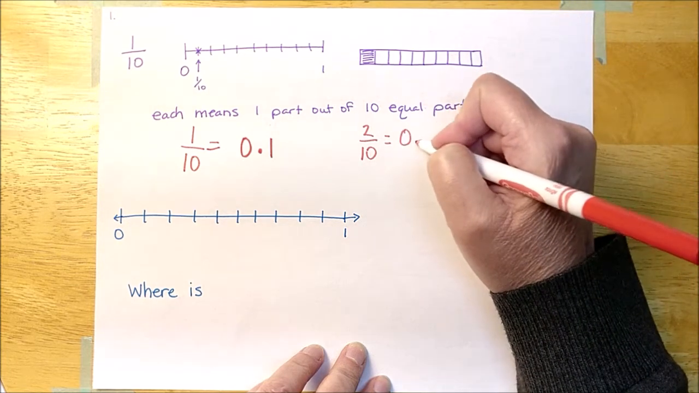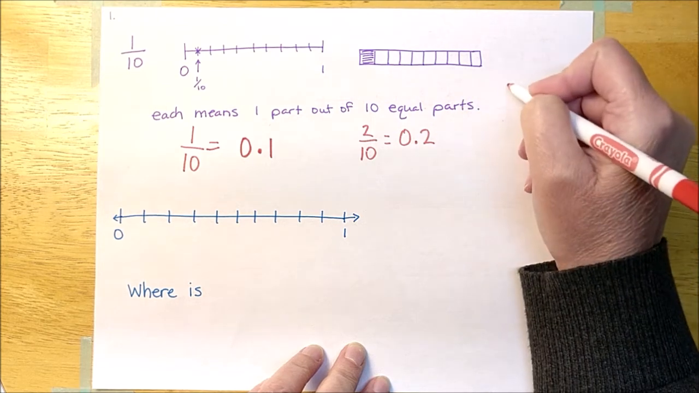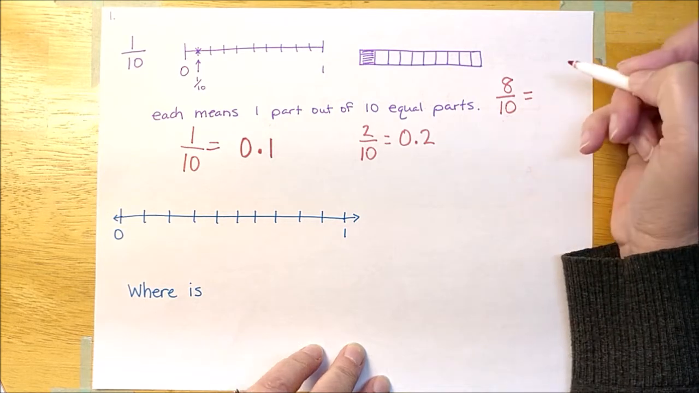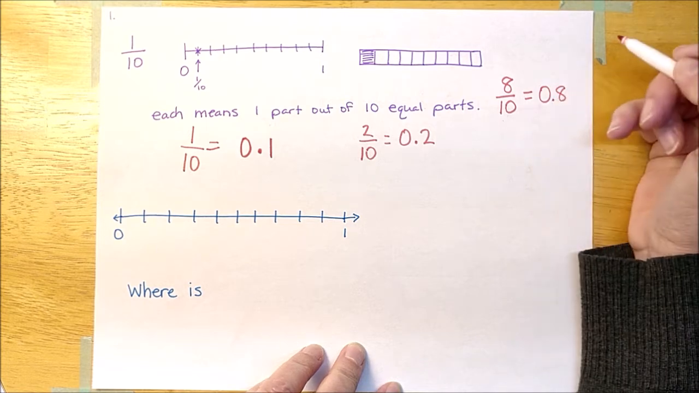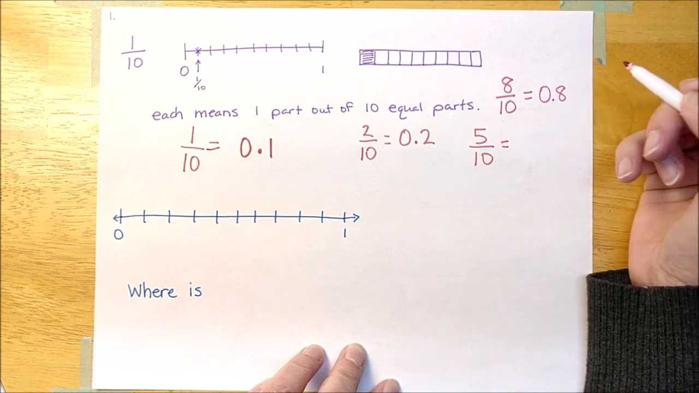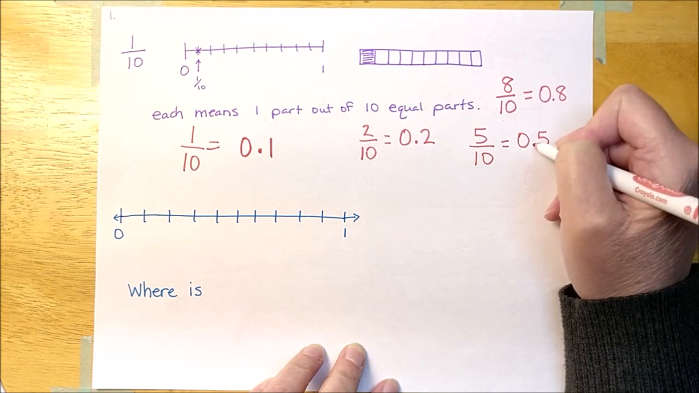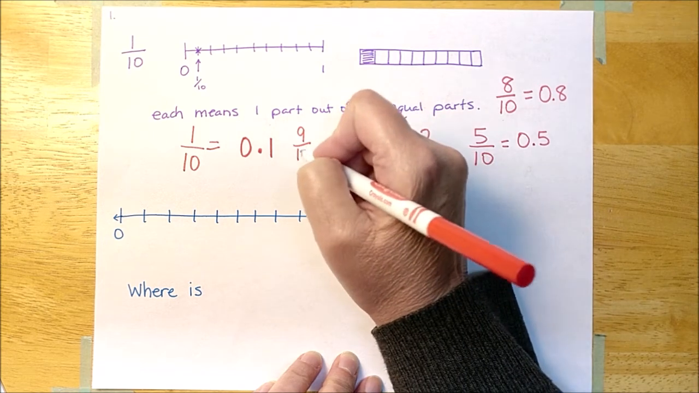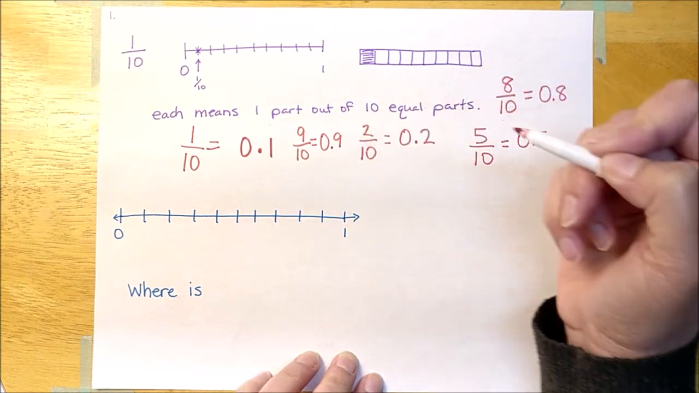You're right, 0.2. And we say 2/10. What if we had 8/10? What do you think that would be as a decimal? Correct, 0.8, 8/10. 5/10 as a fraction, and we would write it how as a decimal? Right, 0.5, 5/10. And that would work with all of them. I could do 9/10, and that would be 0.9, 9/10.